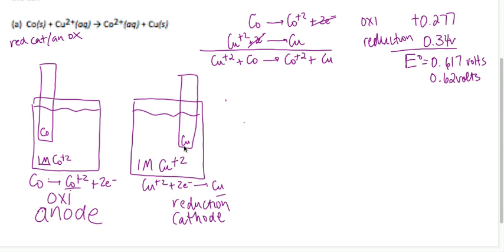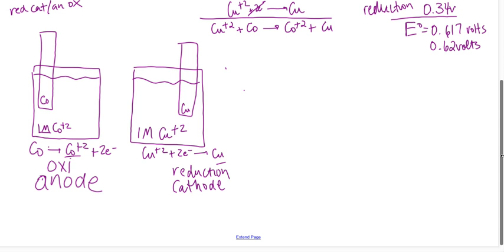Okay, so reduction always occurs at the cathode. When we talk about electrolytic cells, it's going to be the same thing. So you can always depend on reduction occurring at the cathode, oxidation occurring at the anode. The point of this cell is to get electrons to flow. And so through our wire, we could put something at this point. We could put a voltmeter here. We could put a battery. We could put all sorts of things.